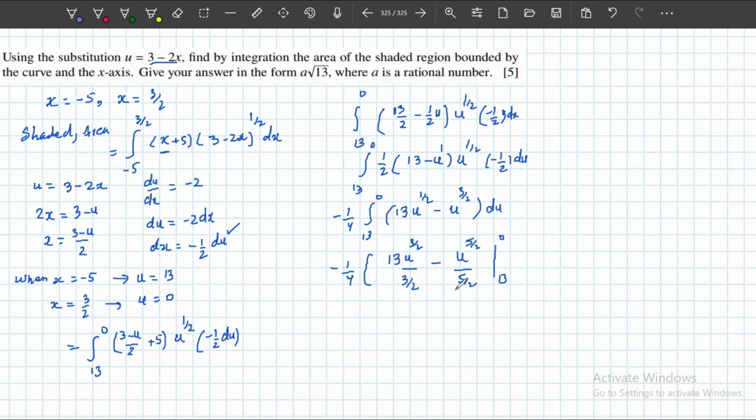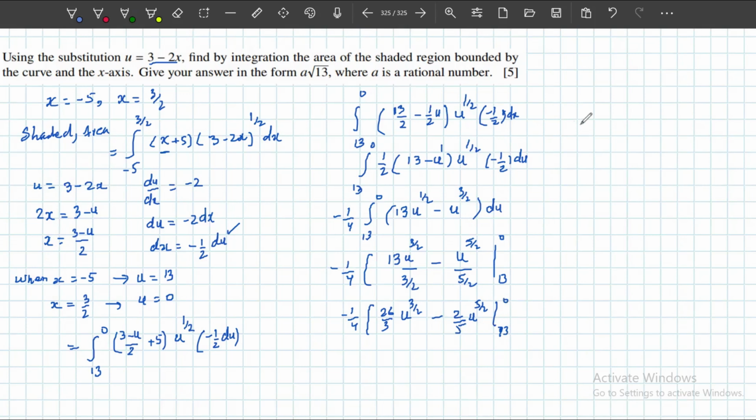Now we'll apply the upper as well as lower limit, but before applying, you can still simplify further. One more step, 1 over 4. This 3 over 2 is basically changed into reciprocal when you bring it up. So 13 twos are 26. That means I have 26 over 3 u power 3 by 2 minus, this becomes 2 over 5 u power 5 by 2. Now the lower and upper limit are the same, 13 to 0.